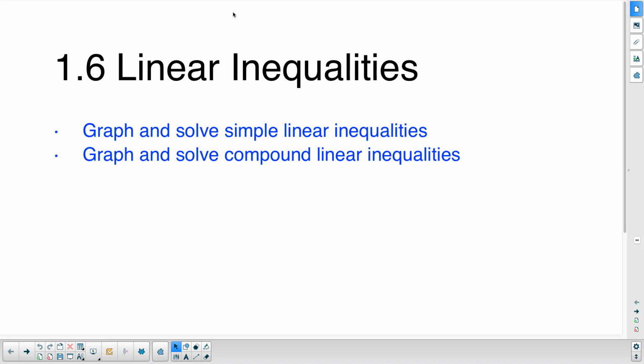Today, what we're going to learn is how to say things not equal to 7 in a nice, short, concise way. And then we're going to be able to graphically represent that in a nice, clear, visual way. Okay? So that's what we're going to do today.